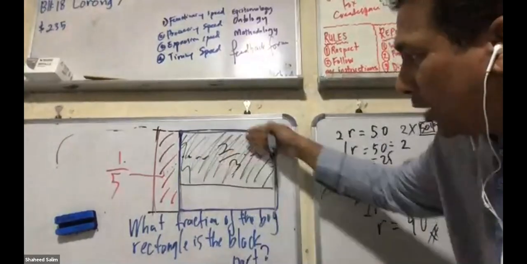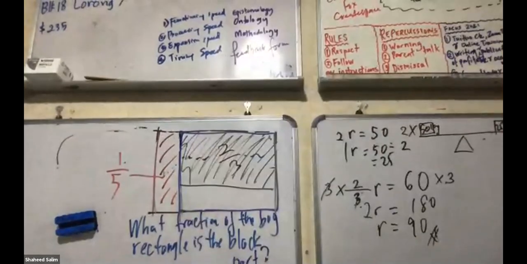Means the answer must be the black shaded part. Yeah, I want the black shaded part. What fraction is the black shaded part of the whole rectangle? Of the whole rectangle.